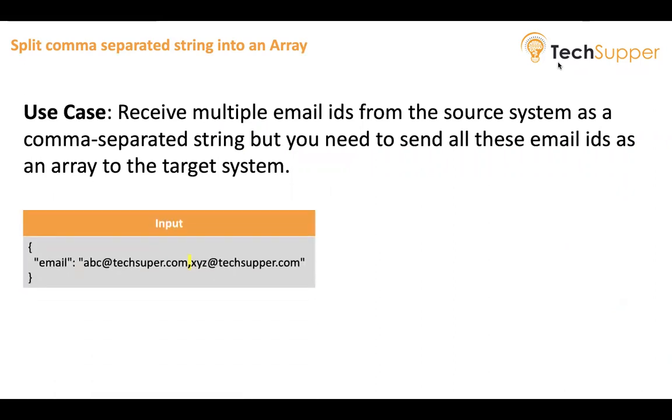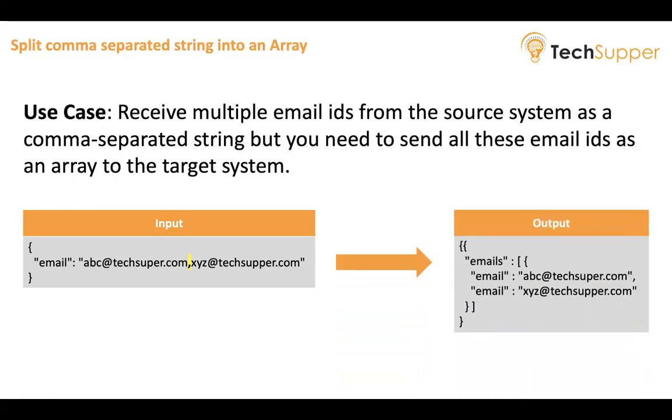For example, you have a single field which is coming, let's say email, abc@techsupper.com and xyz@techsupper.com. So this is a single string which you are receiving, but here we have multiple emails separated by a comma, and you send it to the target system, but the target system accepts an array of emails. So here you need to convert this email as an array. So let's look at how this can be achieved in integration.